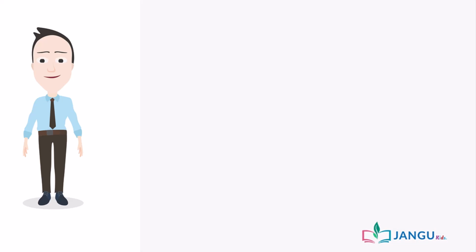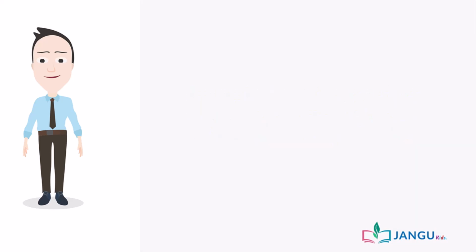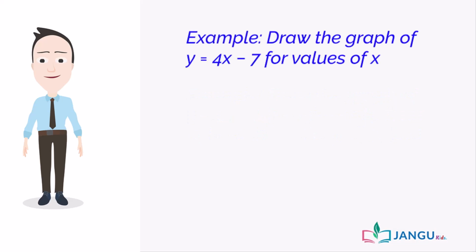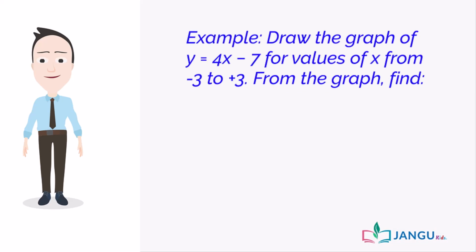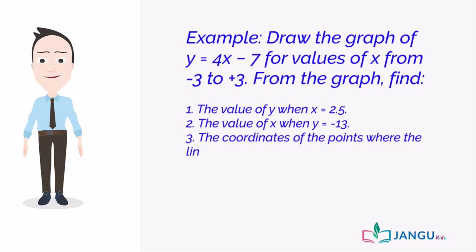Draw the graph of y equals 4x minus 7 for values of x from minus 3 to plus 3. From the graph, find: 1. The value of y when x is 2.5. 2. The value of x when y is minus 13. And 3. The coordinates of the point where the line cuts the axis.